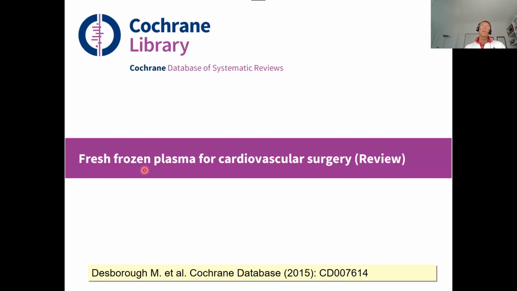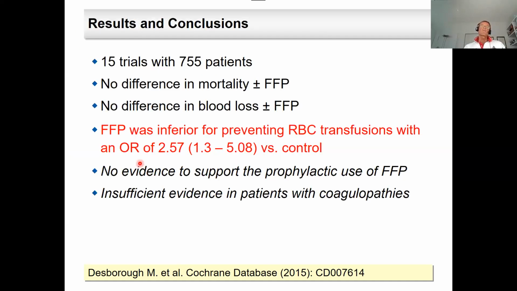That's simply wrong. And there is even a Cochrane database analysis on the efficacy of fresh frozen plasma for cardiovascular surgery. And you all know that the Cochrane analyses usually come up with the conclusion that nothing is so clear and further studies are needed. Here, in contrast, they are very clear, and they say that FFP was inferior in preventing RBC transfusion with an odds ratio of 2.5 versus control. So this is clear. By giving FFP in cardiovascular surgery, you make things worse. It's not only inefficacious, you make things worse.